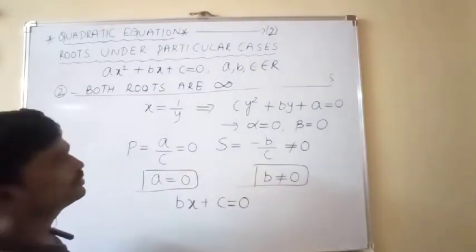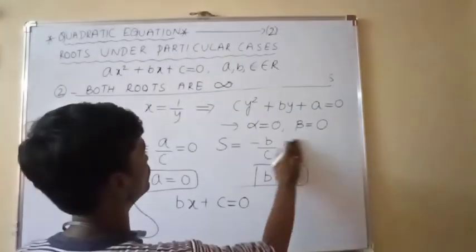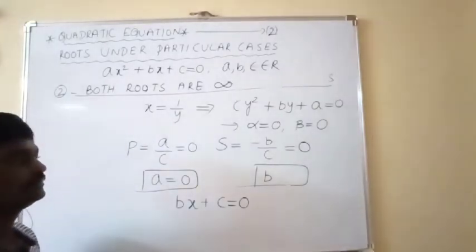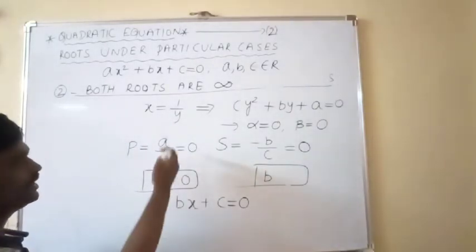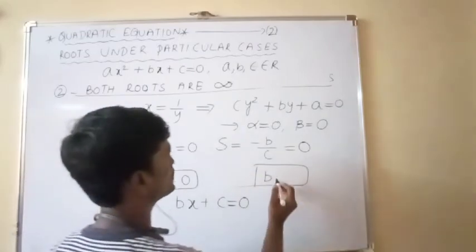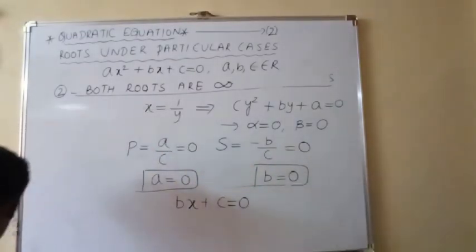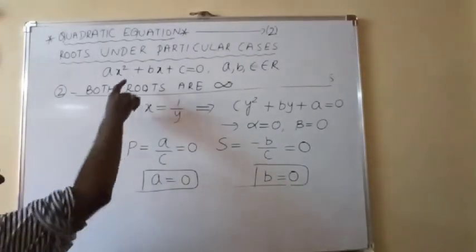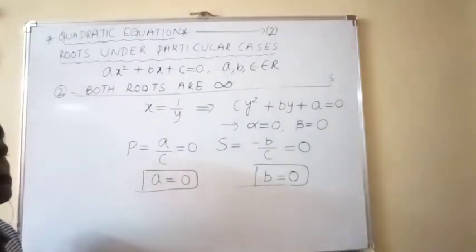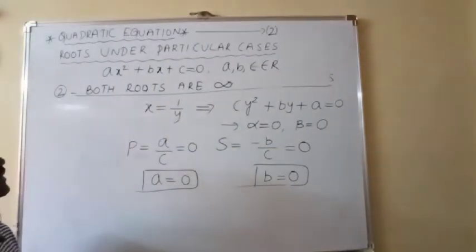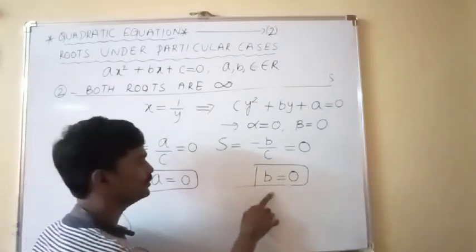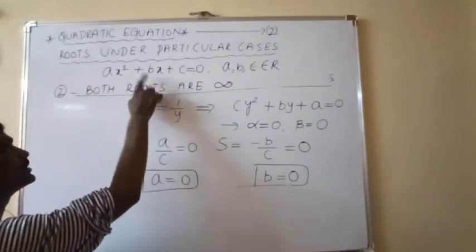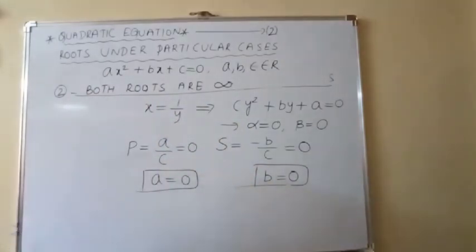As both roots are 0, the product of the roots is 0, as well as the sum of the roots is also 0. So a by c is 0 means a is 0, and minus b by c is equal to 0 means b is also 0. So the condition for this quadratic equation to have both roots infinity is a is equal to 0, b is equal to 0. That is, the coefficient of x square must be 0 and the coefficient of x must be equal to 0.